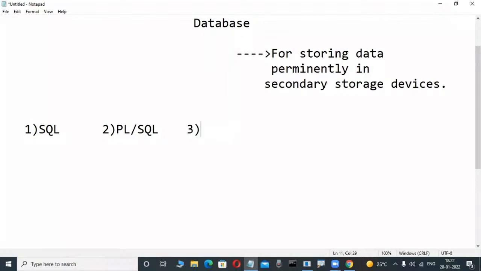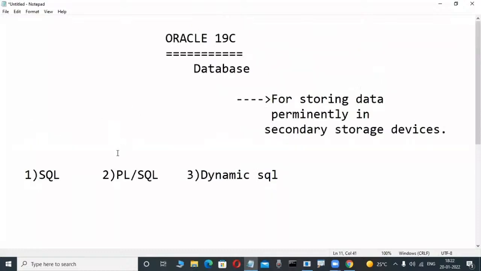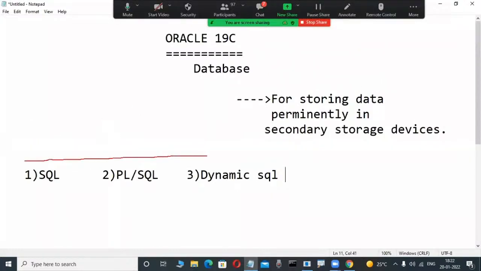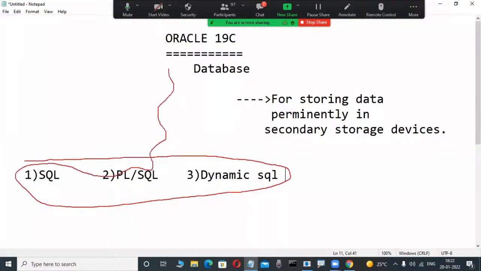Another language here. Dynamic SQL is a language. Dynamic SQL is a small one only, because we have good knowledge of PL/SQL, so it is just a little bit of extension. These three languages you have an idea of. And through these three languages we are operating this Oracle software.